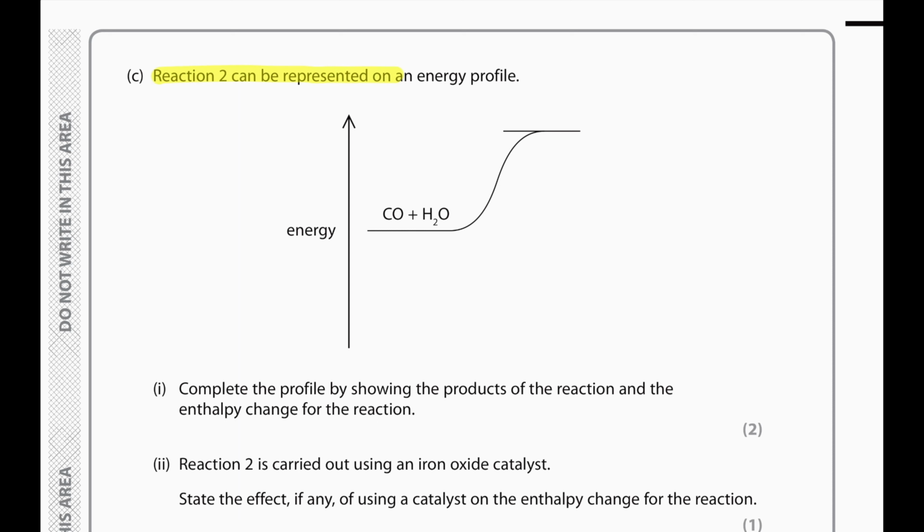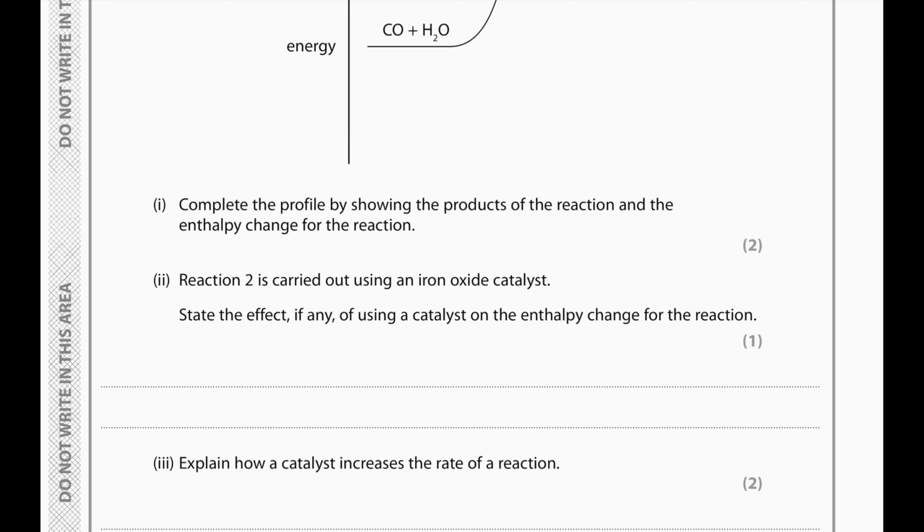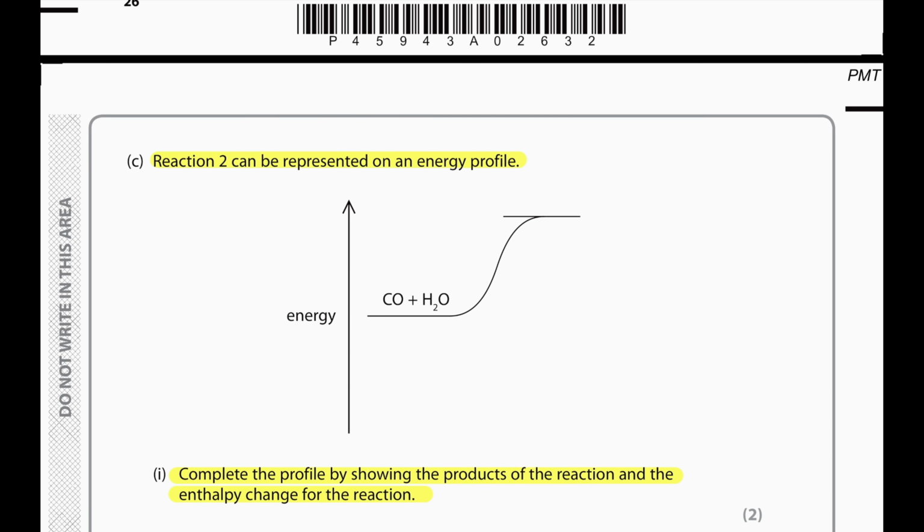Reaction 2 can be represented on an energy profile. Complete the profile by showing the products of the reaction and the enthalpy change for the reaction. Because the reaction is exothermic, the products will be at a lower level than the reactants, and the ΔH will be indicated from the level of the reactants to the level of the products.